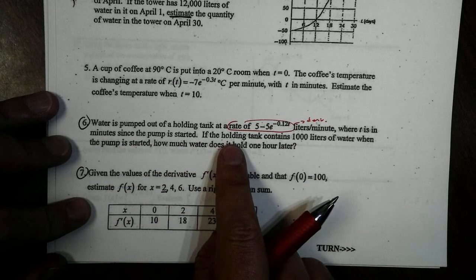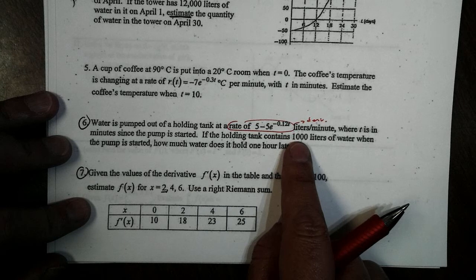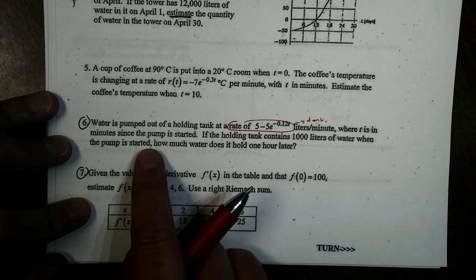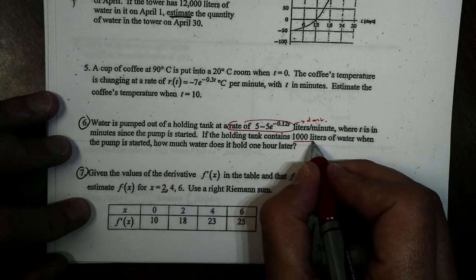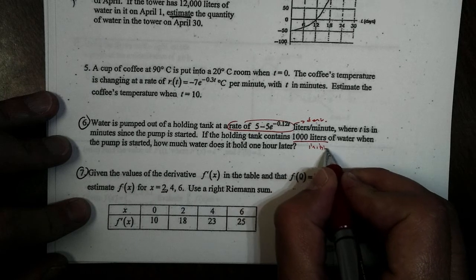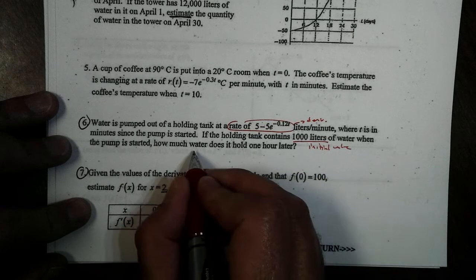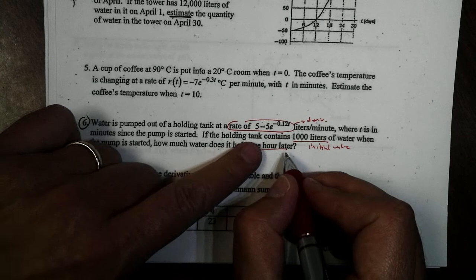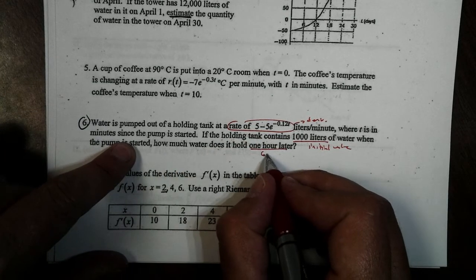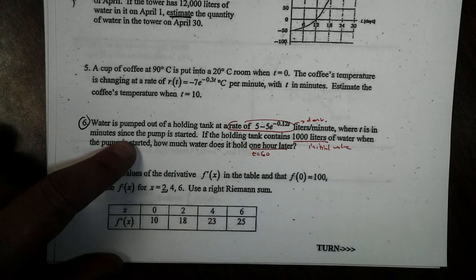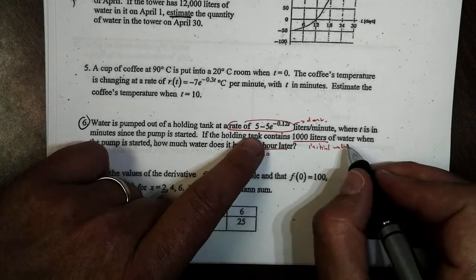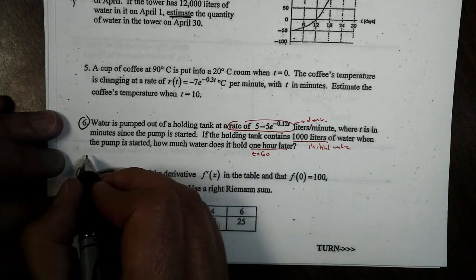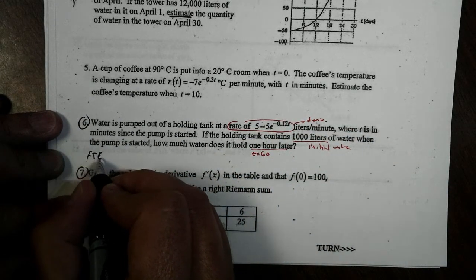The holding tank contains 1,000 liters of water when the pump is started. So they're giving me the initial value here. How much water does it hold in 1 hour? Be very careful. We're talking minutes, so we're looking at t is 60 here, by the way. So I'm looking for a value, so we must integrate. So this is our FTC step.